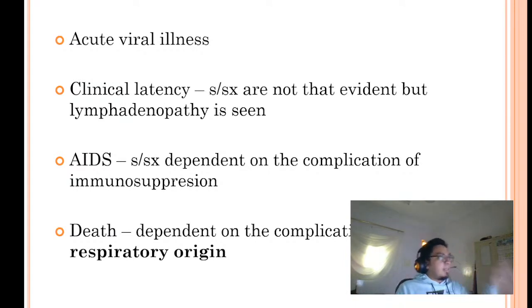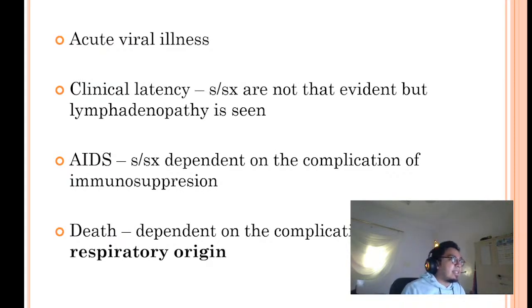So this is basically what happens. A summary, rather, of the clinical picture of a patient with HIV who is left untreated. So, acute viral illness. What's an acute viral illness? Clinical symptoms of common colds.